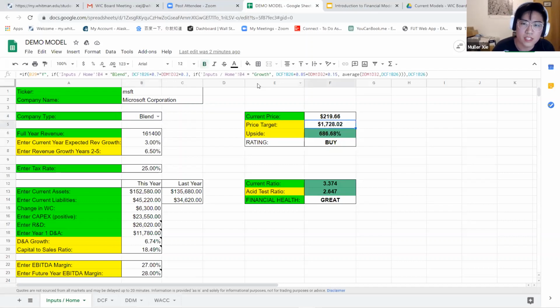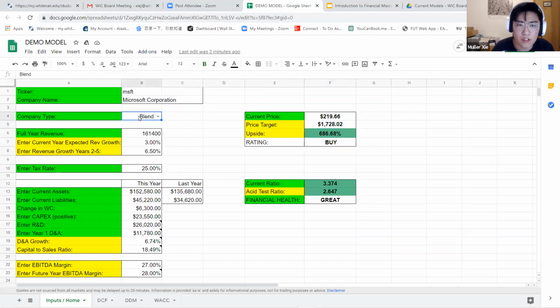So from here we can see that if the type of stock that you are going to analyze is a growth stock, we will weigh about 15% DDM and 85% DCF, because this company pays a relatively lower dividend. If the company type is blend, we will weigh about 30% for our DDM and 70% for our DCF. And if the company is a value stock, we will average 50% for the DDM and 50% for the DCF.